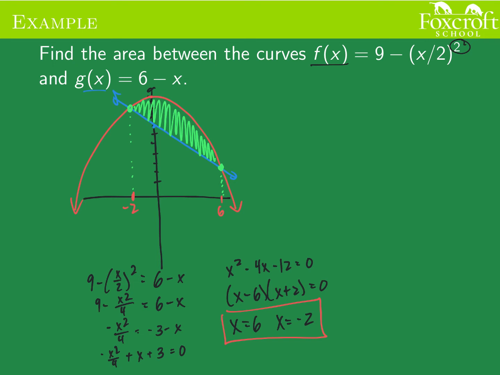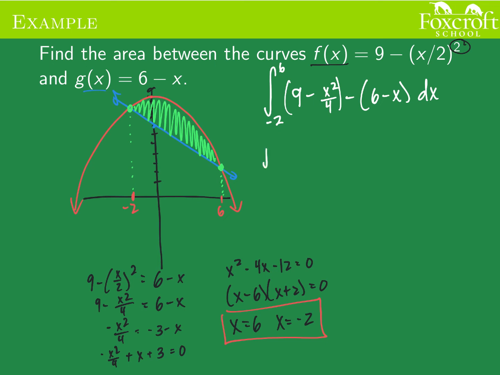Putting all that together, now I can make my integral. It's the area from -2 to 6. The top function goes first, and in my graph the top function is the red one, 9 minus x squared over 4. Then I subtract the g of x function, 6 minus x. So I take my top function, the red one, subtract my bottom function, the blue one, and do it over the appropriate bounds. That's my integral for the area between the curves.